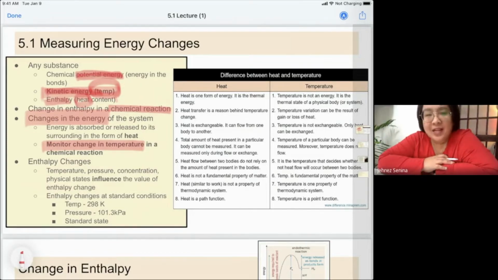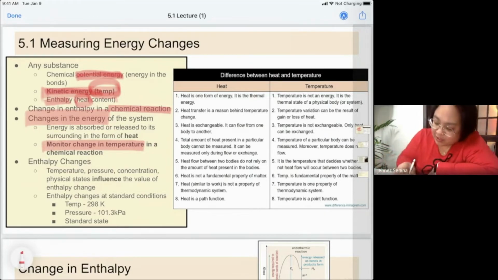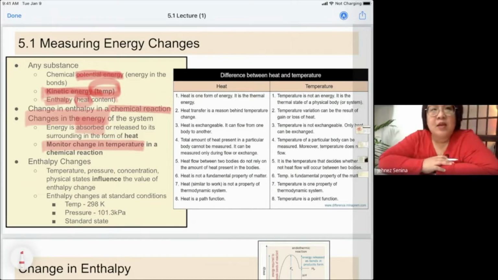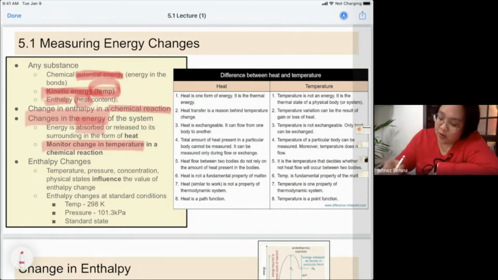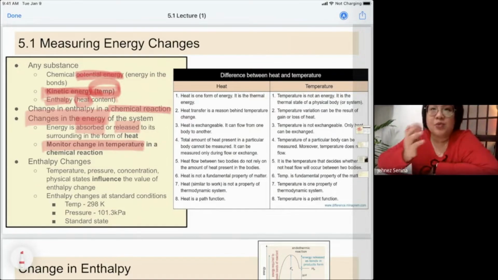So when they're reacting, either energy is absorbed from the surrounding, your surrounding and system, or energy will be released to its surrounding. So as they're reacting, they're absorbing or they're releasing heat. So you monitor those absorbing and releasing heat in the surrounding and monitor its temperature change.